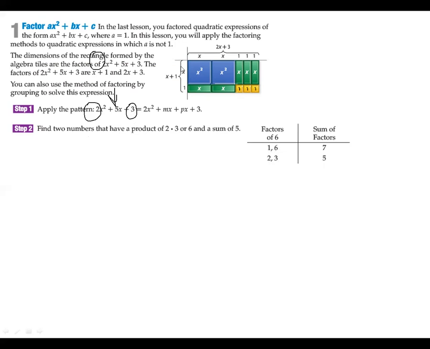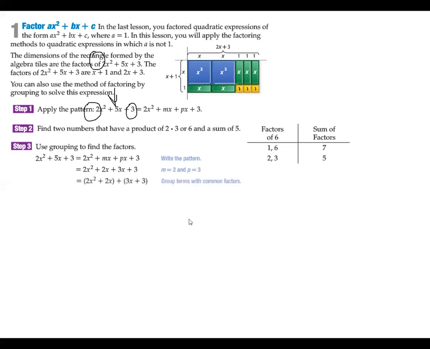So what you're going to do is break up the 5x into two terms, 2x and 3x. Remember, we got those from the factors of 6 that added up to that middle term. Then you use factor by grouping. Group the first two and the last two. Factor out the GCF of each one. What's left should be the same factor in the parentheses. So here I can factor out a 2 and an x, and here I can factor out a 3, just a 3.